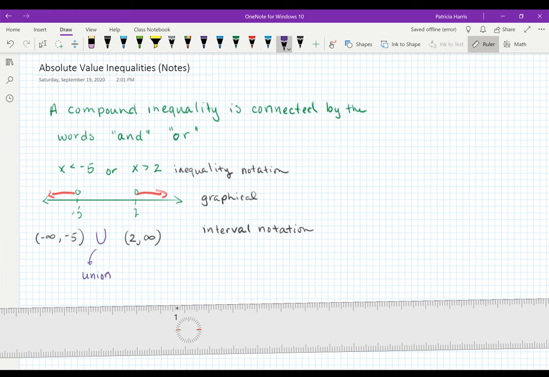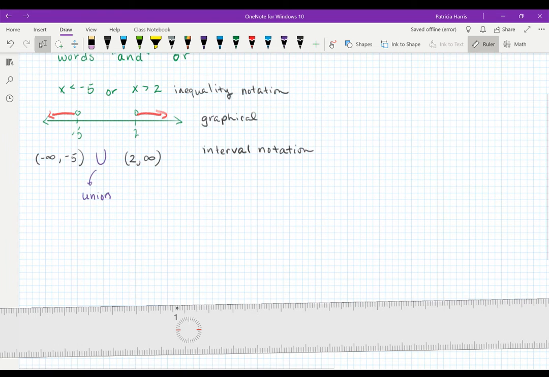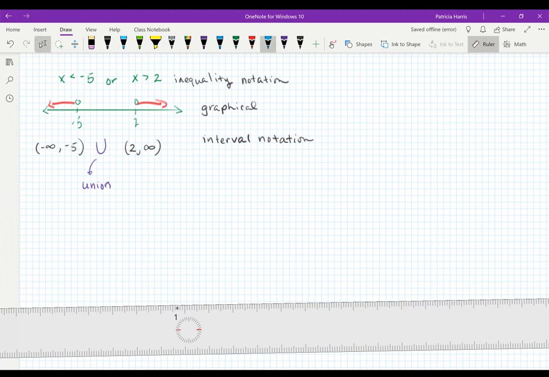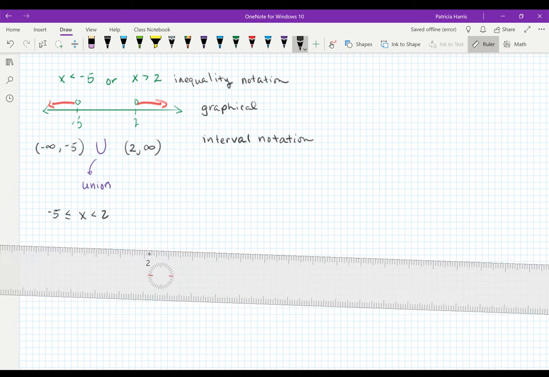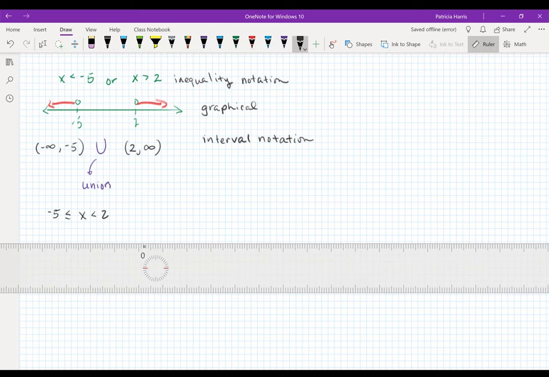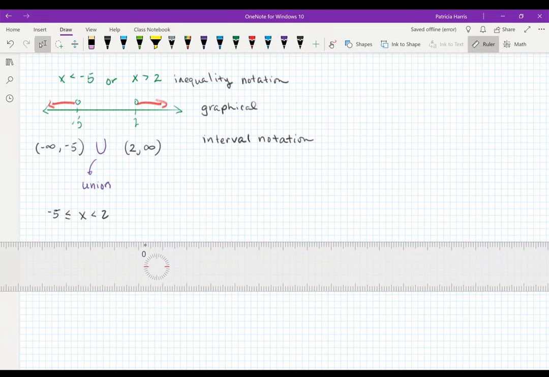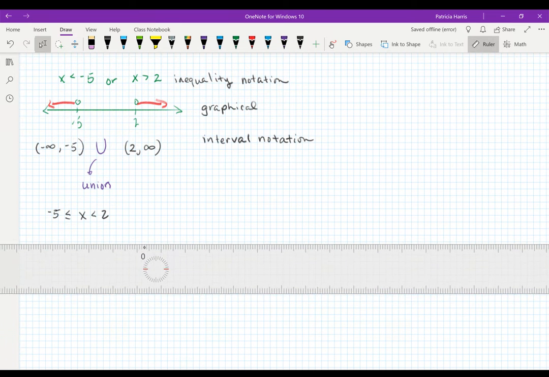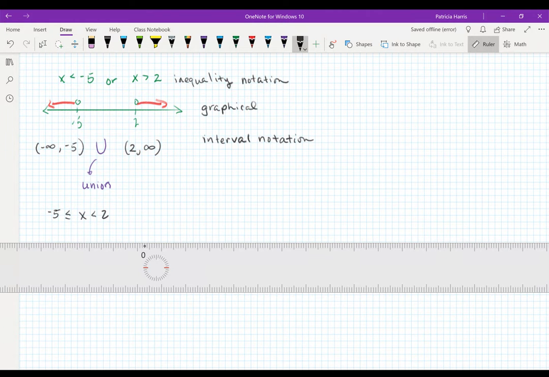Okay, so a simple example of an and statement. Now, and statements look like this, typically. We'll just use the same numbers. I'm going to switch around the inequalities. That would be inequality notation. Now, notice that x is between the -5 and the 2.